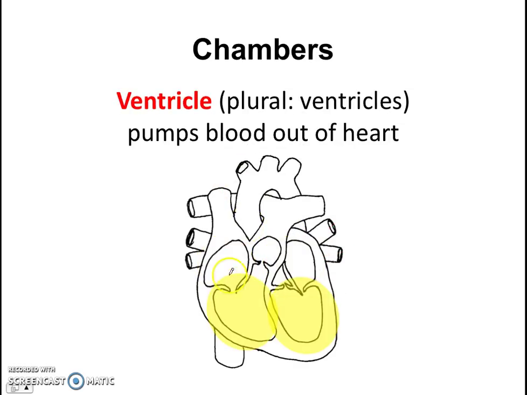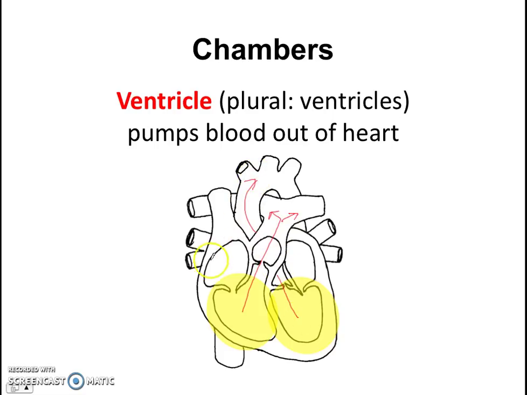Now below the atrium, we have the ventricles. So the bottom chambers are called ventricles. The right ventricle and the left ventricle. Now the ventricles are the chambers that will pump blood out of the heart. So we'll see later on. Right, here's the right ventricle, it will pump blood out this way. And the left ventricle will pump blood out this way.